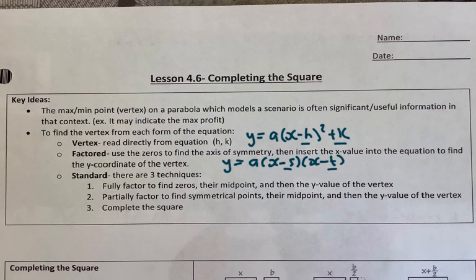Or the second option, you can partially factor, which we did in the last lesson, to find 2 points that are across from each other on the parabola. Then you could find their midpoint, which would be the axis of symmetry, and then the y value of the vertex by plugging that axis back into the equation. Or the third way to find the vertex would be to complete the square, and that's what we're going to learn how to do today.